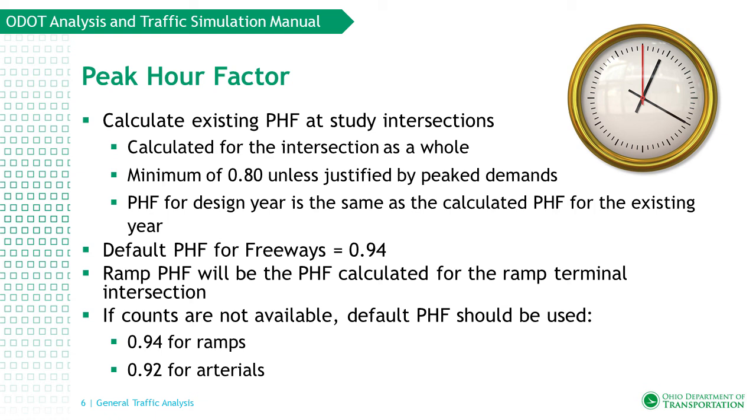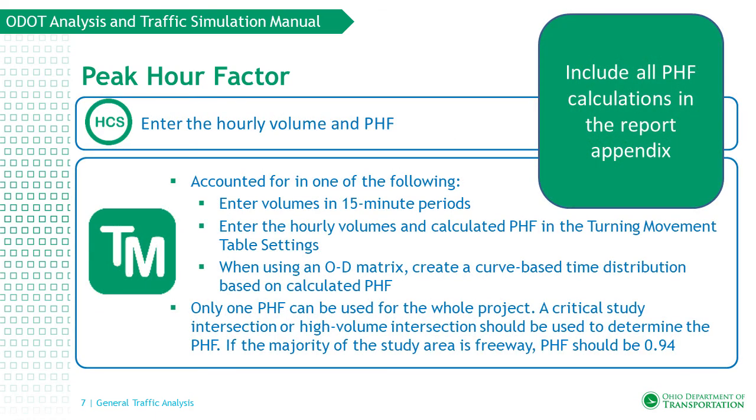for the existing year. For mainline freeway segments, a default peak hour factor of 0.94 should be used for all analysis. The ramp peak hour factor will be the peak hour factor calculated for the ramp terminal intersection. In the event that project-specific counts are not available, default peak hour factors of 0.94 for ramps and 0.92 for arterials should be used. For analysis conducted in HCS, the hourly volume and associated peak hour factor will be entered directly into the software.